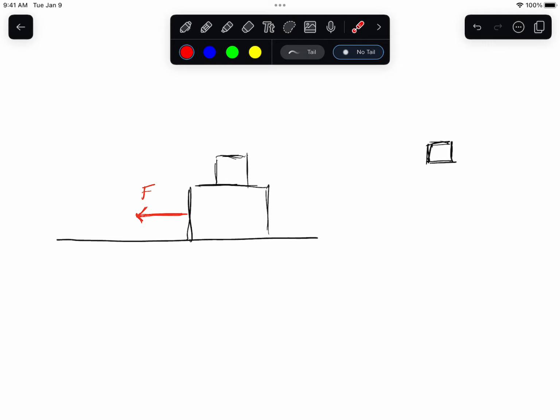So let's start with the bottom box. We know there's going to be a force of gravity over here. So there's going to be, actually let me make this a big M. So big Mg. So that's the force of gravity on the big box.